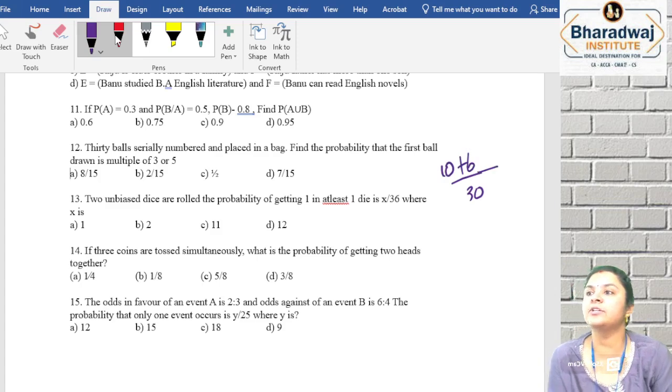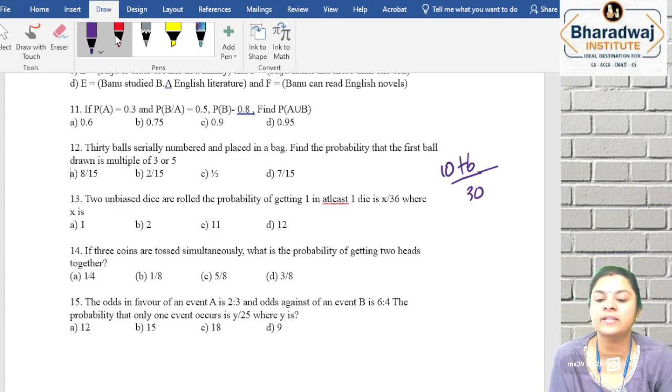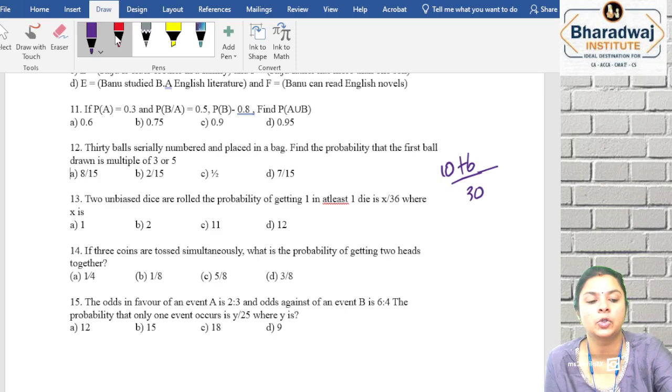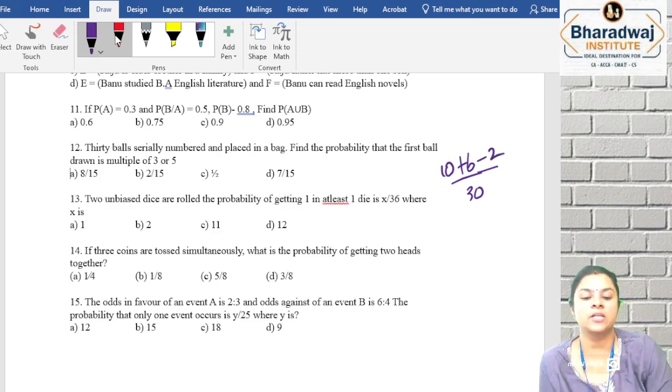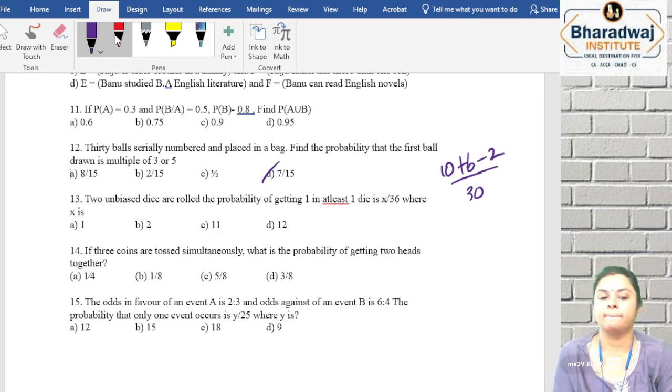Or we need to check for mutually exclusive events. 3 or 5. For multiples of both 3 and 5, the least common multiple is 15. How many multiples of 15 will be there in 30 balls? 2. So minus 2. 16 minus 2, 14 by 30, or 7 by 15.